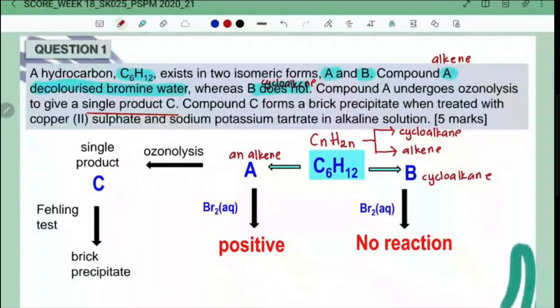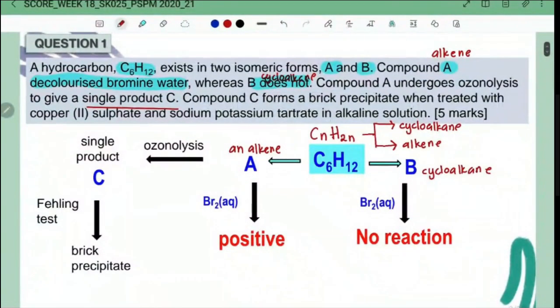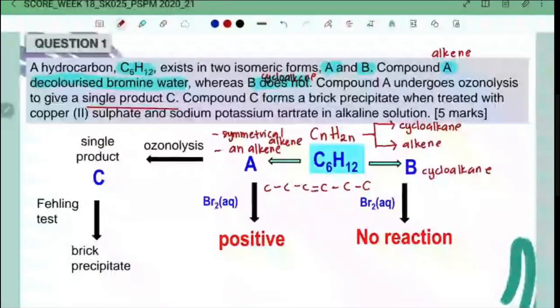Compound A undergoes ozonolysis to give a single product C. Bermaksud kalau ada satu je hasil, so A mestilah symmetrical alkene. Okay, symmetrical alkene. So kalau 6 carbon, okay, dia akan jadi 1, 2, 3, 4, 5, 6. Double bond dia sama tengah-tengah. Okay, A undergoes ozonolysis, gives a single product C.